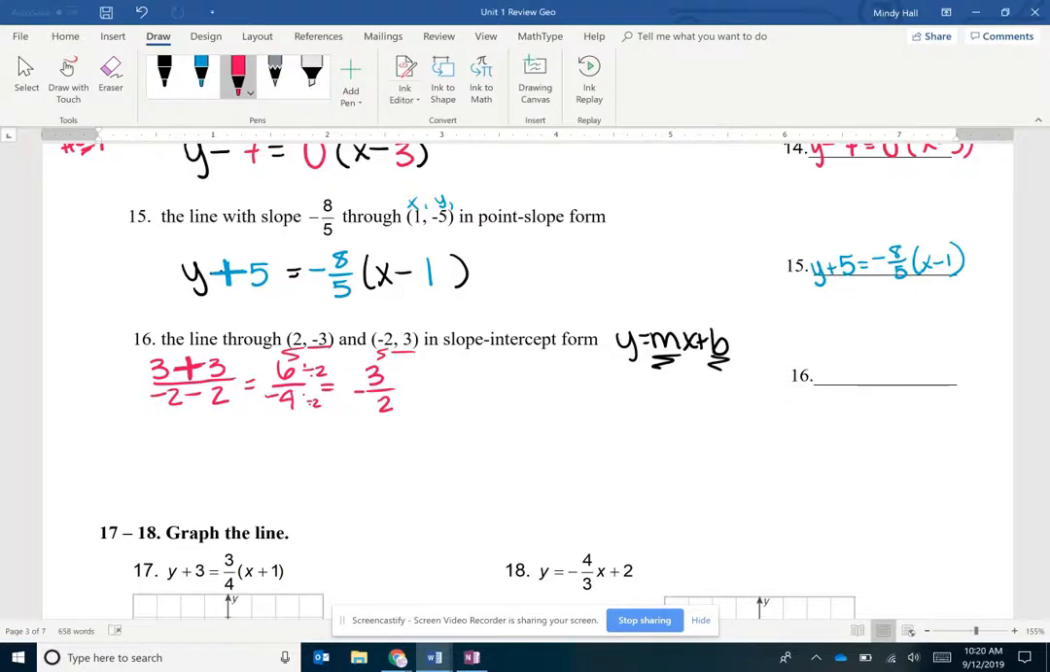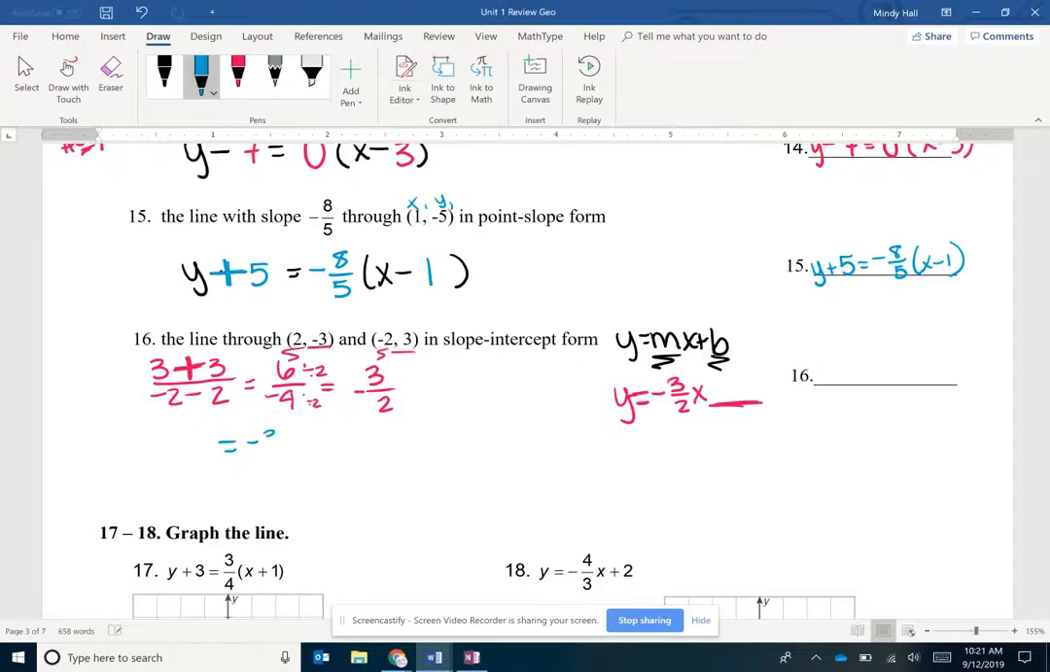So that means in this formula, I know I'm going to have y equals negative 3 over 2x, but now I need my b. So in order to solve for your b, what you're going to do is you are going to plug in one of your points for x and y and then solve for b.